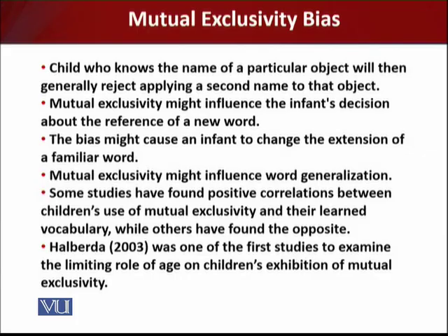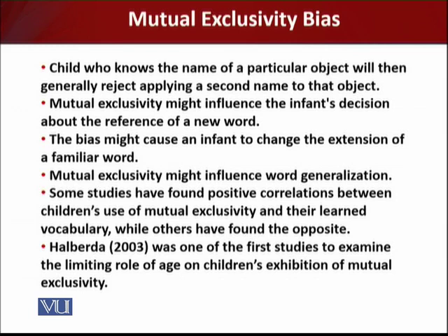We have seen that a child who knows the name of a particular object will then generally reject applying a second name to the object. Several experimental studies by Markman have supported the notion that children use mutual exclusivity in acquiring new words. Now, 3-year-old children were presented with pairs of objects. One member of each pair was an object for which a child already had a label, such as a banana, toy cow or spoon, and the other was an object for which the child did not have a label. The children were then asked, and they were found much more likely to select a novel object.